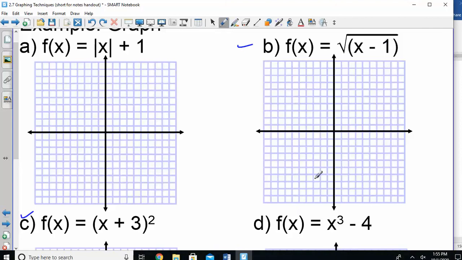Square roots. So we know square root of 0 is 0, 1, 1, 4, 2, 9, 3 if you wanted to do that. So there's your square root. Inside is x, so it does the opposite. If I subtract from my x, it actually moves it to the right. So we're going to go right. Add to x, go left. You subtract from x, you go right. So move each of these points to the right one.